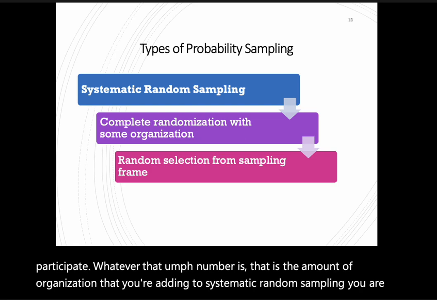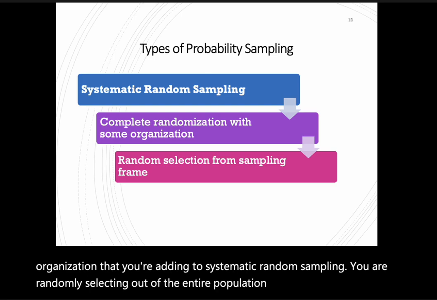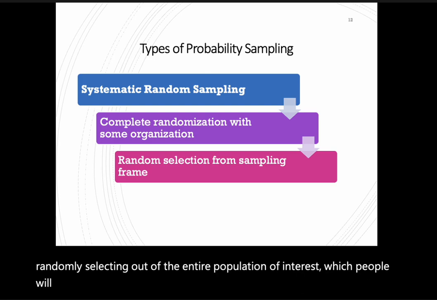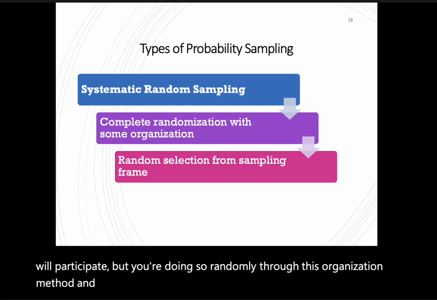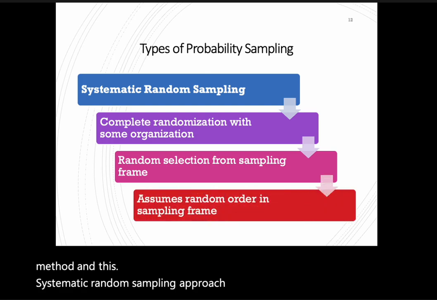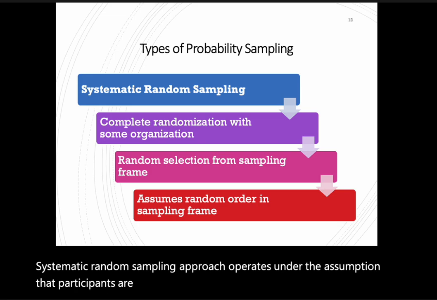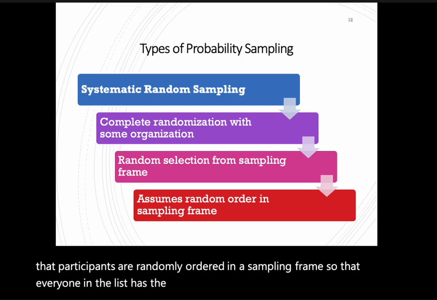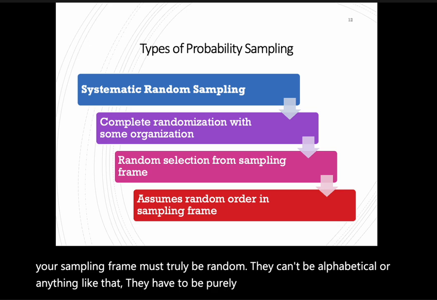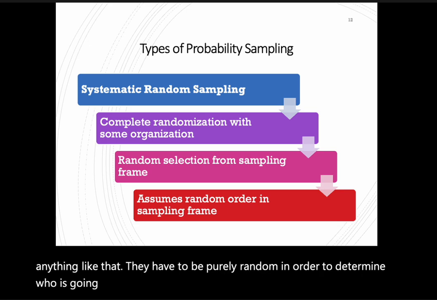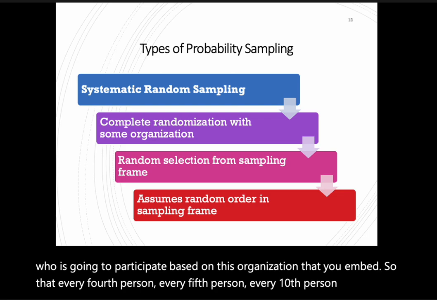You are randomly selecting out of the entire population of interest which people will participate, but you're doing so randomly through this organization method. And this systematic random sampling approach operates under the assumption that participants are randomly ordered in a sampling frame so that everyone in the list has the same chance of participating in the study. So your sampling frame must truly be random. They can't be alphabetical or anything like that. They have to be purely random in order to determine who is going to participate based on this organization that you embed, so that every fourth person, every fifth person, every 10th person, whatever it is.